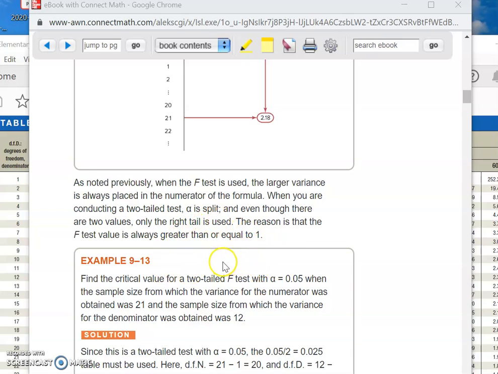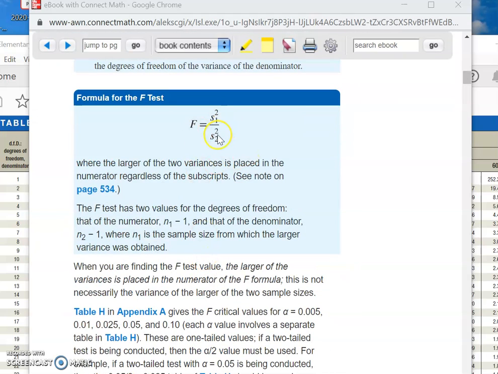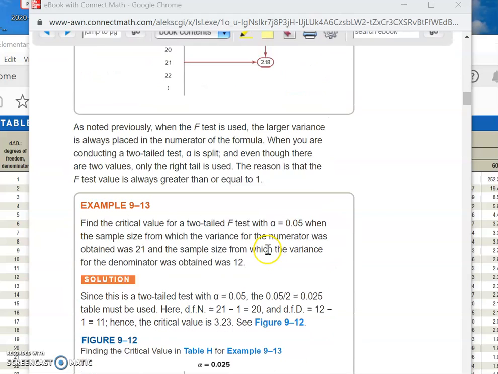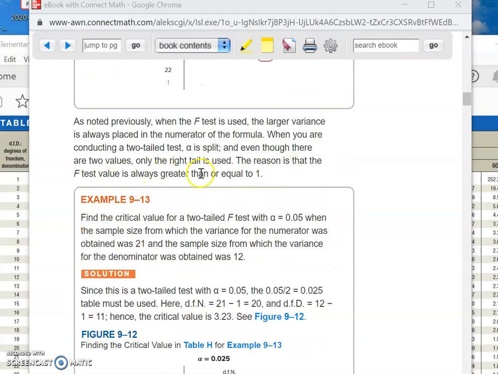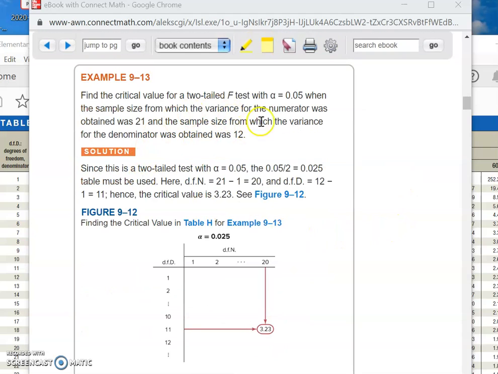And the reason for that is because the F-test value, which is right here, these are positive numbers, the big guy's on top, so this ratio, this fraction, is going to be bigger than 1. Okay, so that's why he says the F-test value is always greater than or equal to 1. Okay, so we want a two-tailed test, alpha equal to 0.05.